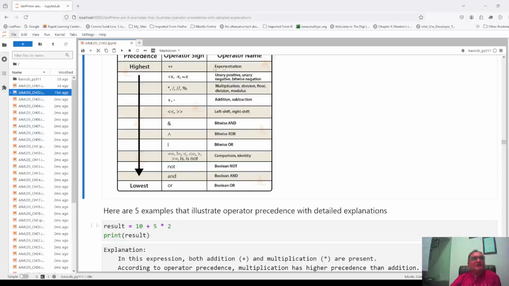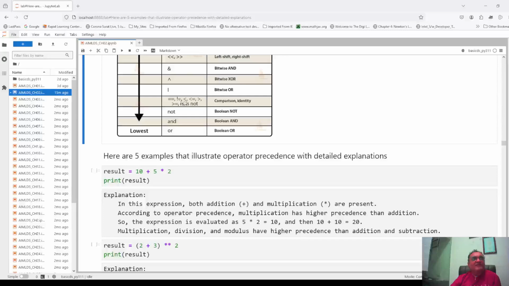What remains is exponentiation, then unary positive and negative. Even this you can forget, as it is a bitwise operator. Then multiplication, division, addition, subtraction. Then straight away you go to the comparison operators. These are all our familiar operators.